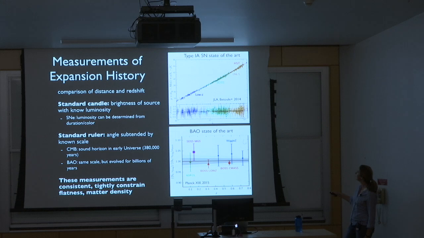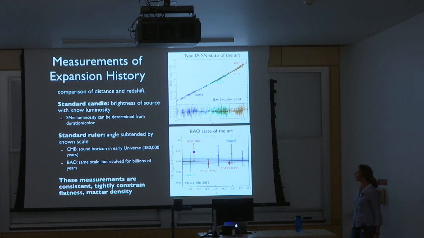Up here, you see a nice compilation of the apparent brightness of supernovae from the Joint Light-curve Analysis compilation. Low redshift over here, high redshift, distant ones over there. You see the dimming. The theory line looks great. Doesn't tell you much in that plot.